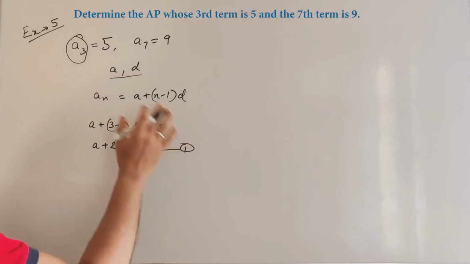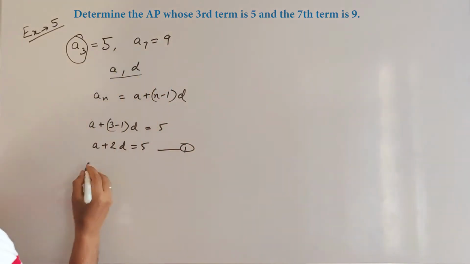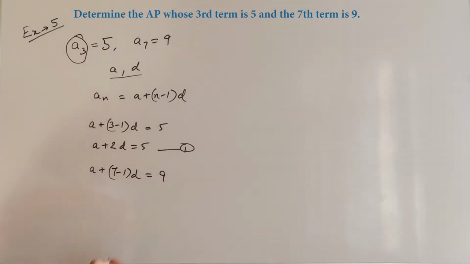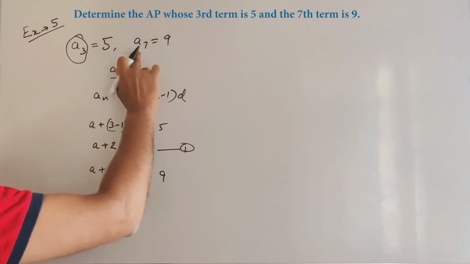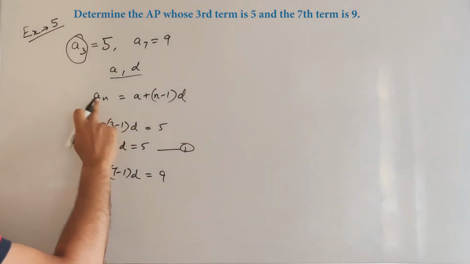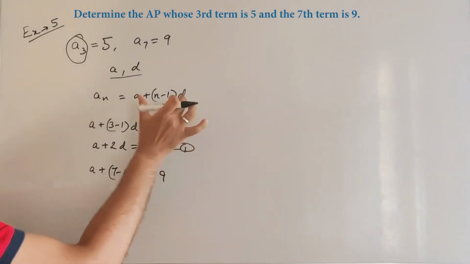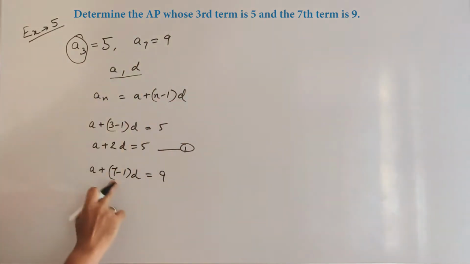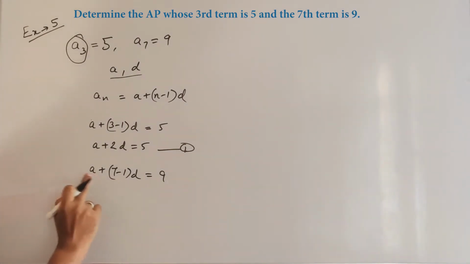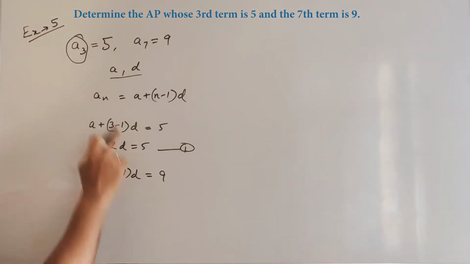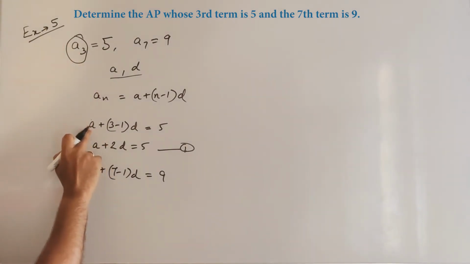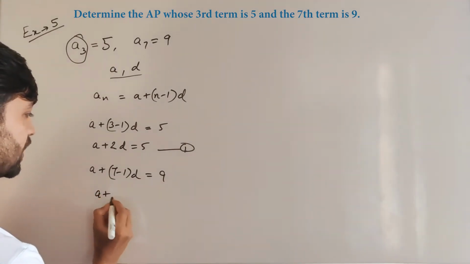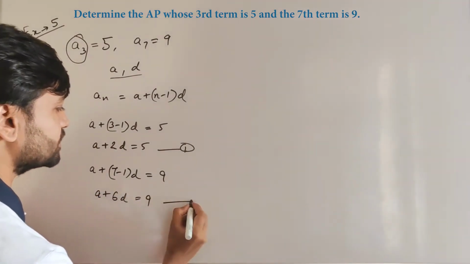Same way, A7 is 9. So A7 I can replace as A plus 7 minus 1 into D, and this is given as 9. A7 is in the form AN, and the AN formula is A plus n minus 1 into D. So I'm using this formula for A7. 7 is your n value here. In the earlier case n was 3, so that's why I wrote A plus 3 minus 1 into D. Alright, I'll simplify this equation. I'll get A plus 6D is equal to 9. This is your second equation.